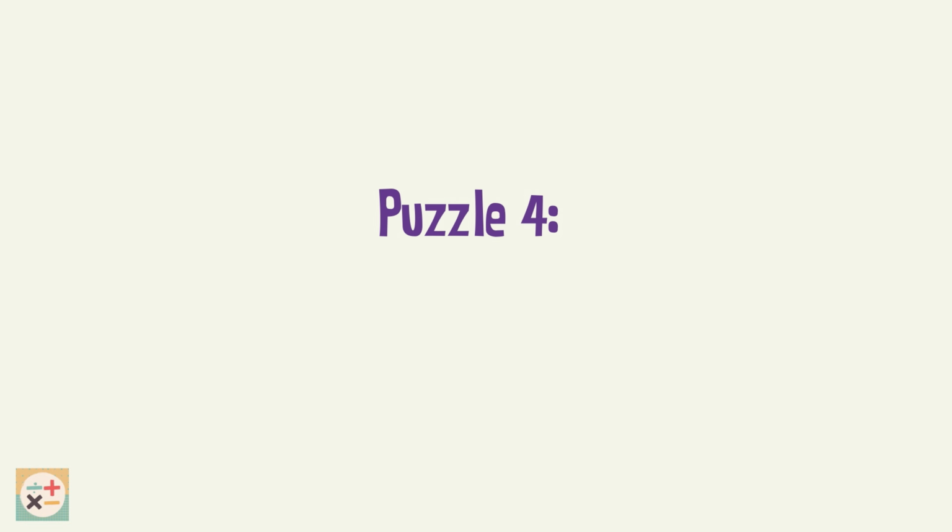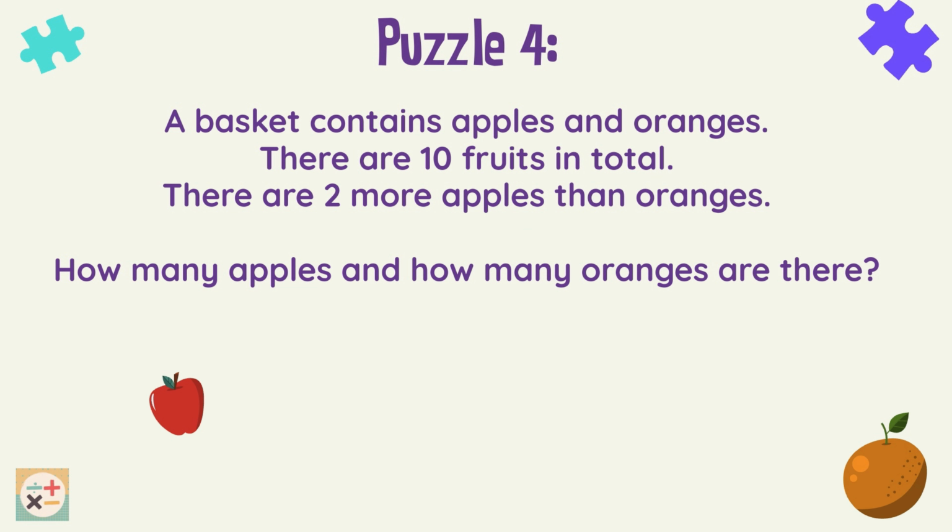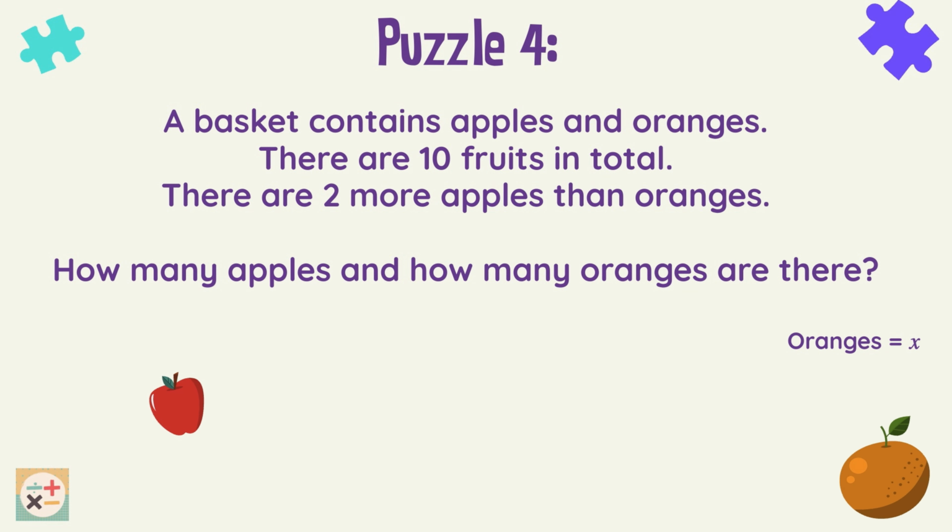Puzzle 4. A basket contains apples and oranges. There are 10 fruits in total. There are 2 more apples than oranges. How many apples and how many oranges are there? We can solve this puzzle in a similar way to the last one, using algebra. Let's use x to represent the number of oranges, and x plus 2 to represent the number of apples, as there are 2 more apples than there are oranges.